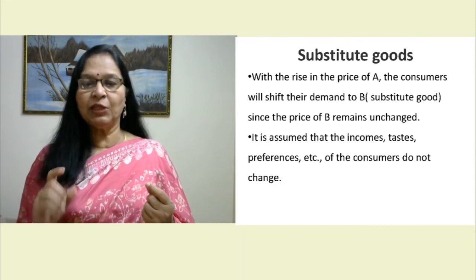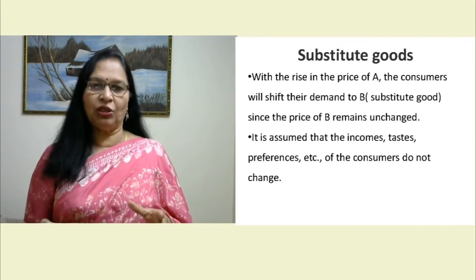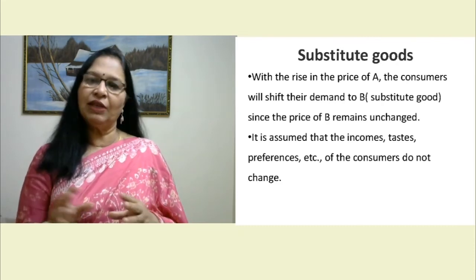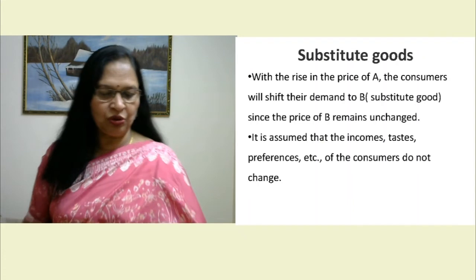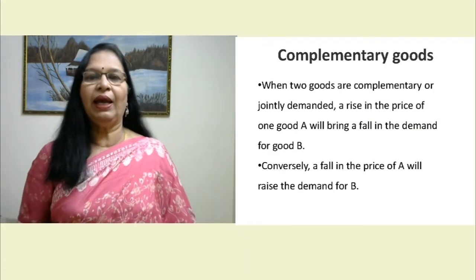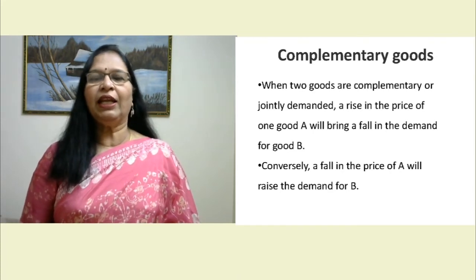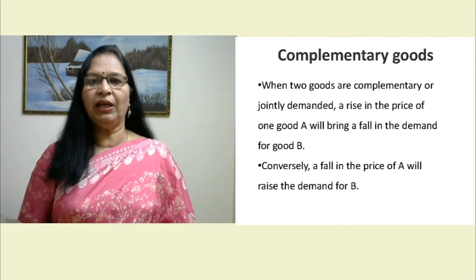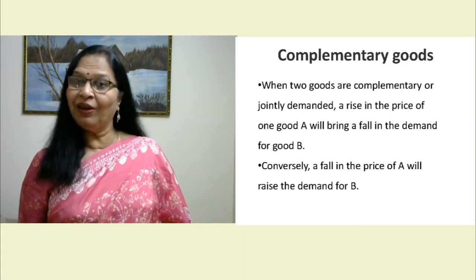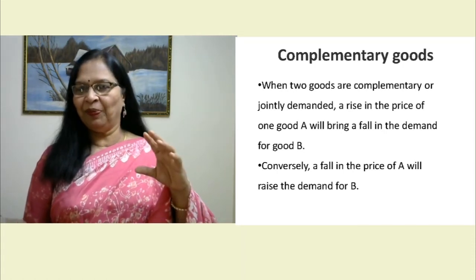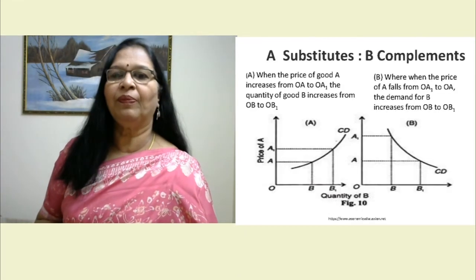In this particular case, we are assuming that the income, taste, and preferences of the consumer do not change. If you want to understand the substitute goods, then we have to assume again that income, taste, and preferences of the consumer do not change, only the substitute good's price has changed. And we will see a diagram for that. And you can think of complementary goods. In the case of complementary goods, they are jointly demanded, and if the price of A falls, then the quantity demanded of B will rise, or if the price of A rises, then the quantity demanded of B will fall. So you can see this in the diagram.